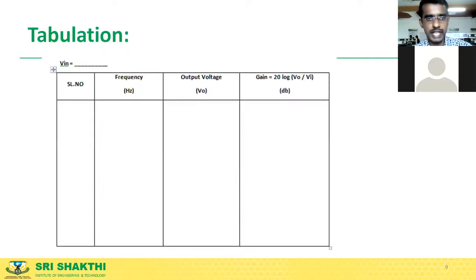So this is the tabulation. We'll vary the frequency and we'll note down the output voltage. The input voltage is fixed, so that's why we have given it as a constant here. And we are going to calculate the gain. That is also in dB, decibels. So that's why there is a 20 log here. The gain is the ratio between the output and the input voltage. Anyhow, I'll show you the readings once we take them.